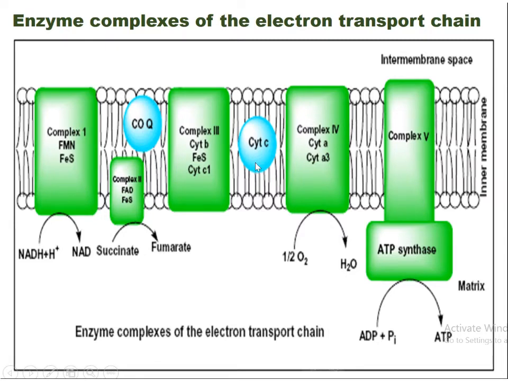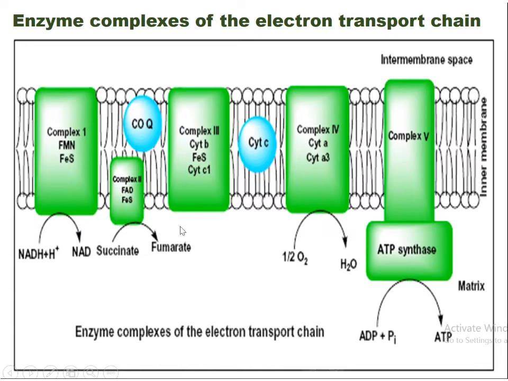Mitochondria has two membranes, the outer membrane and the inner membrane. This one is the inner membrane, and there is an outer membrane. This is the space between the outer membrane and the inner membrane, and this is the inside of the mitochondria, that means the matrix of the mitochondria.